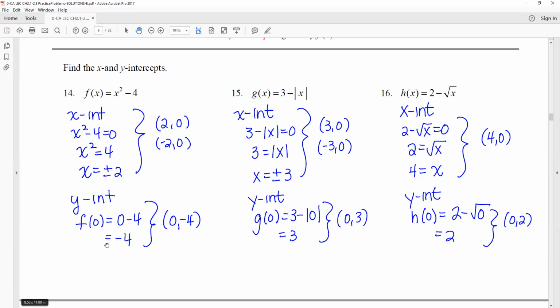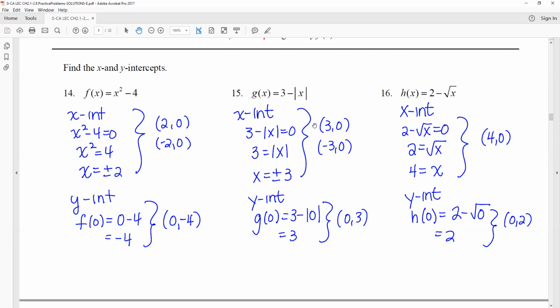Okay, for the Y-intercept, we replace the X with 0. 0 squared minus 4 is negative 4. So Y gives you negative 4. And so your Y-intercept is the point 0, negative 4.